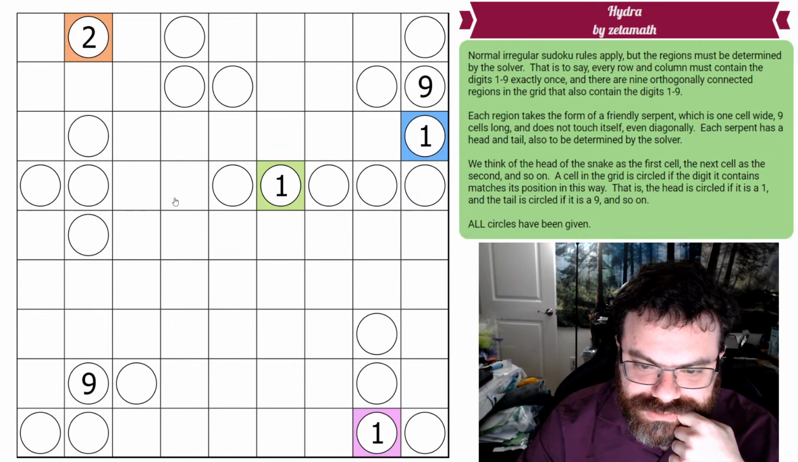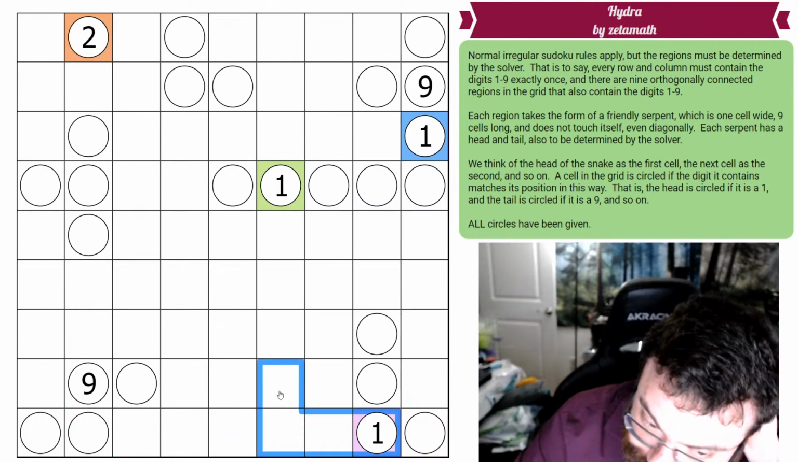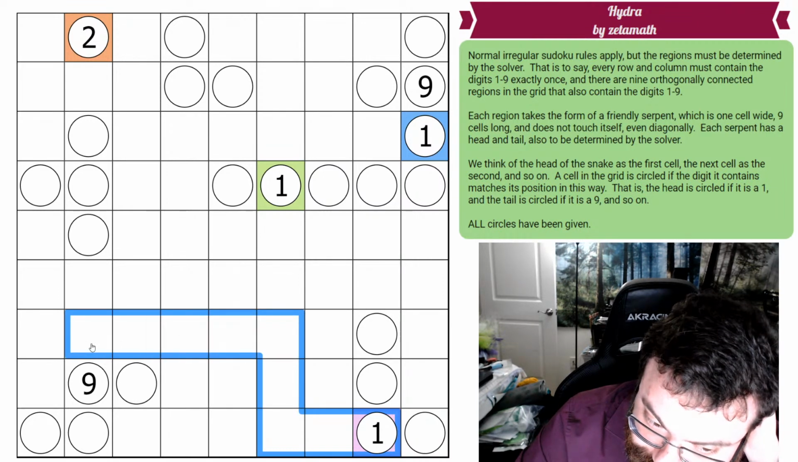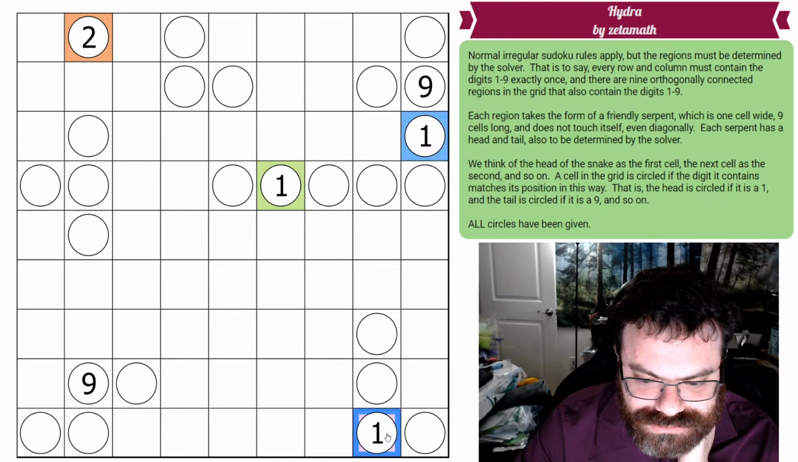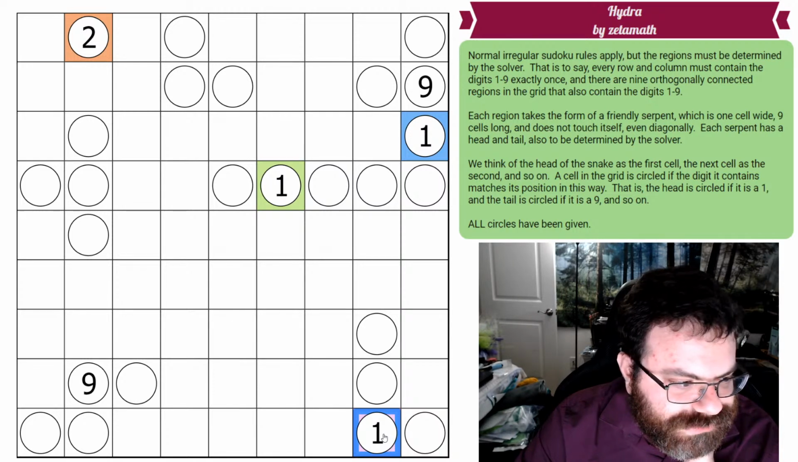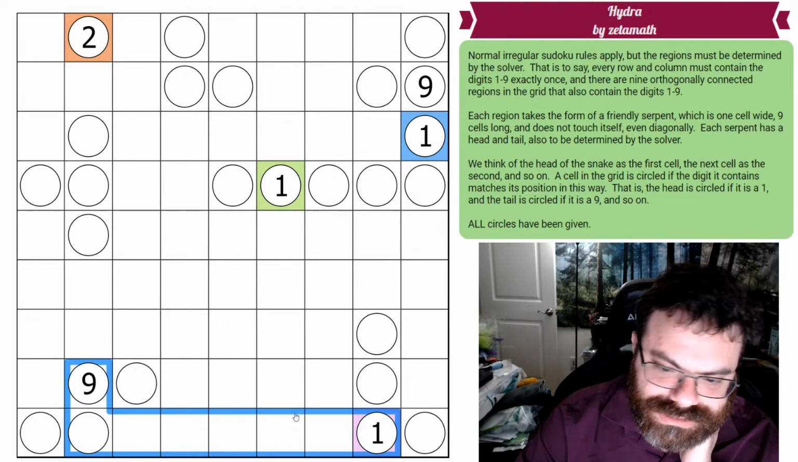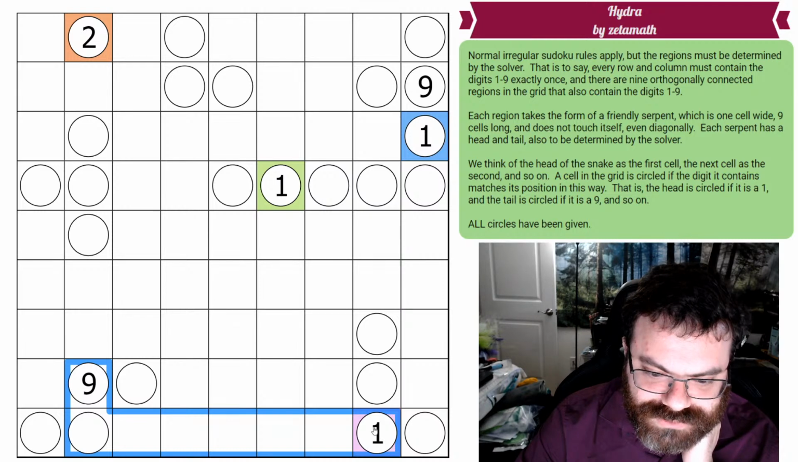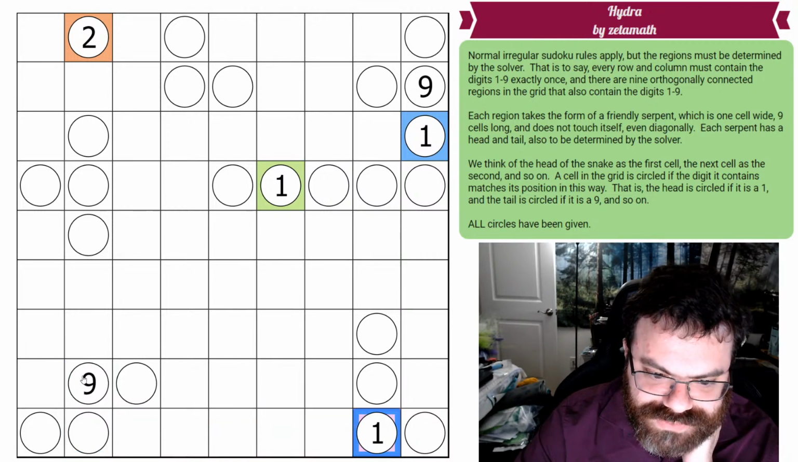Okay, so let's see. Can this be reached by anything? 1, 2, 4, 5, 6, 7. 2, 3, 4, 5, 6, 7, 8, 9. I don't think this can actually get there in 9. How would it do that? It's 8 taxicab away. So in any way that it would move, it would have to move 1 away and 1 back. So this is not the end of purple.